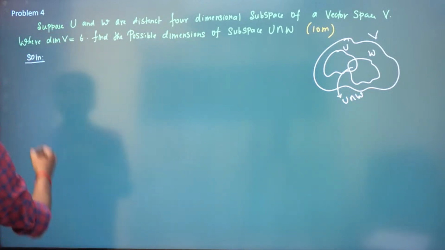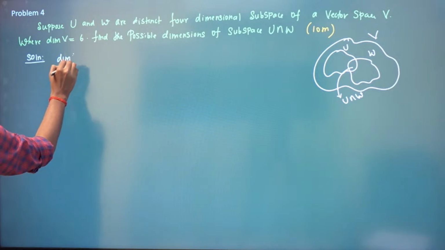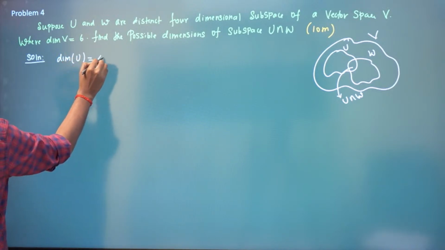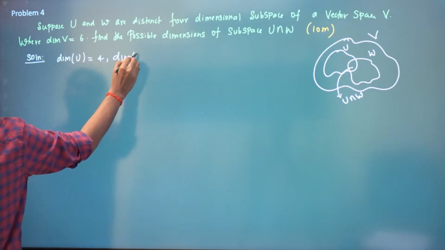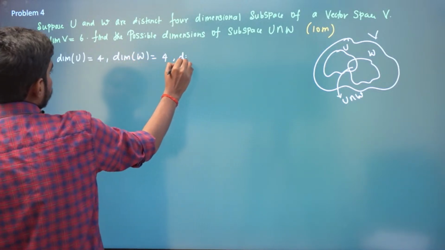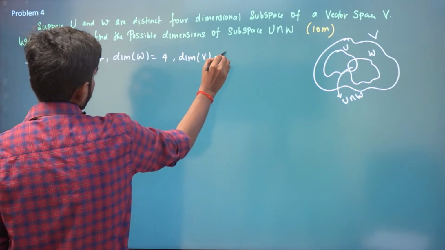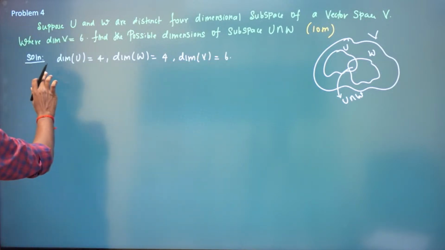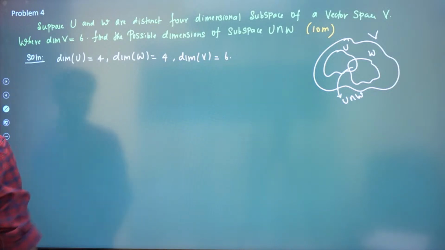Okay. So what is the dimension of U? The dimension of U is 4. And what is the dimension of W? The dimension of W is 4 again. And what is the dimension of V? The dimension of V is 6, right? Okay. Now we need to find the possible dimensions of U intersection W.